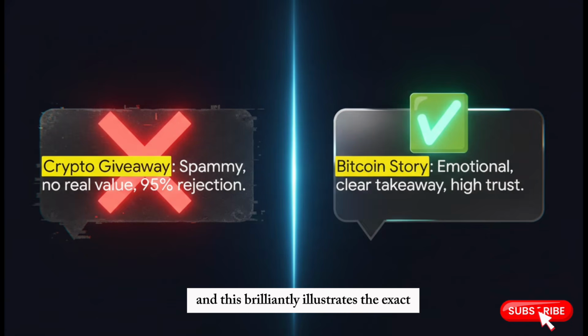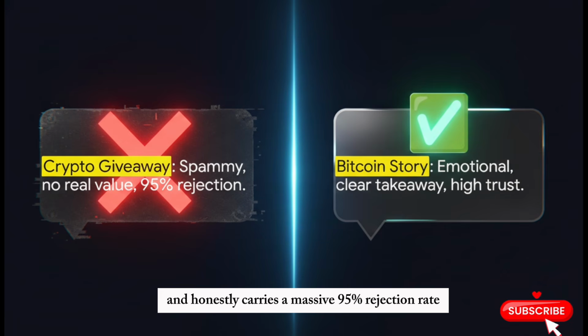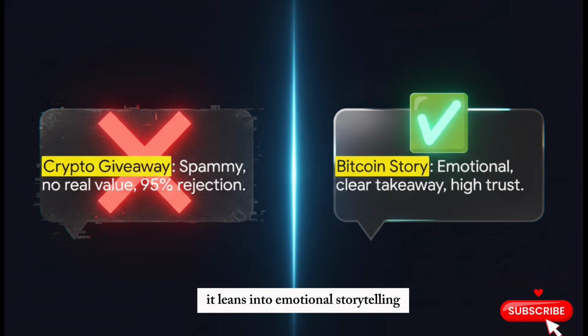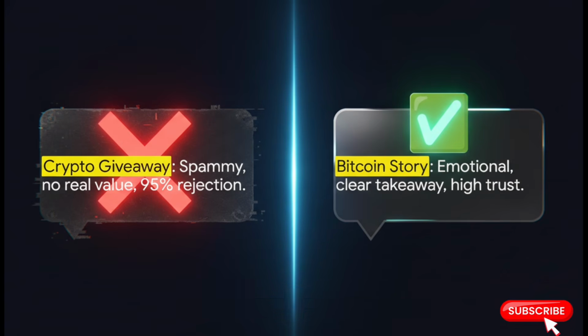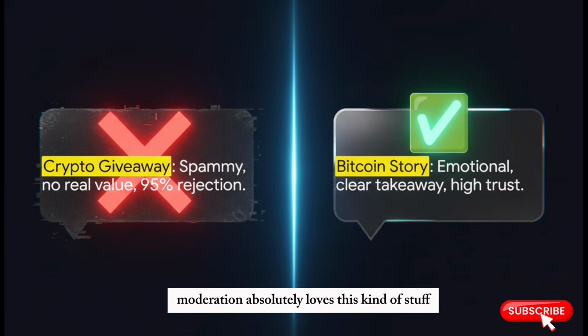And this brilliantly illustrates the exact difference between what gets banned and what actually thrives. Take a look at the crypto giveaway side. It screams spam, offers 0 real value, and honestly carries a massive 95% rejection rate. But look at the Bitcoin risk story side. It leans into emotional storytelling, gives the reader a clear, valuable takeaway, and instantly builds trust. Moderation absolutely loves this kind of stuff, and more importantly, so do real human beings.